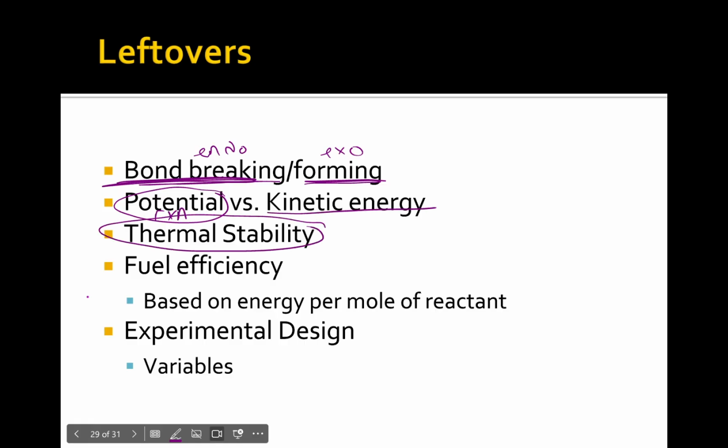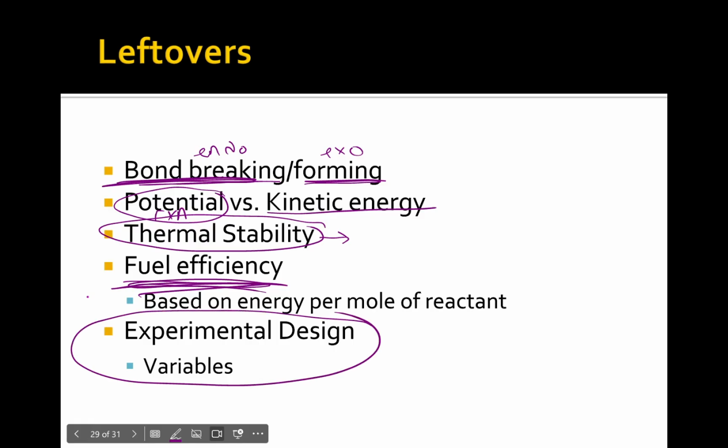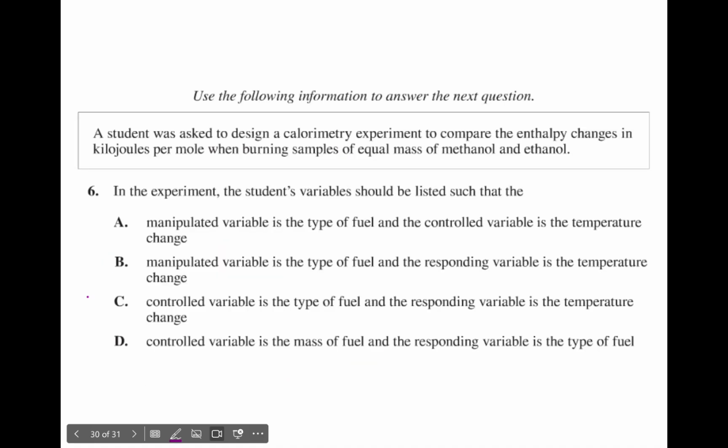You have this concept of thermal stability. This is your species or compound being able to resist being decomposed. So the more endothermic you are, the more you will resist being decomposed. We have fuel efficiency, and you don't see this that often, but if you do, you just want to make sure that you're burning what you're putting in. And then lastly, your experimental design. So understanding the manipulated, responding, and controlled variable.